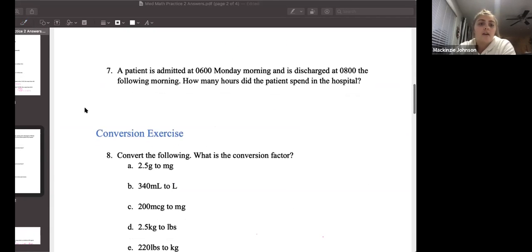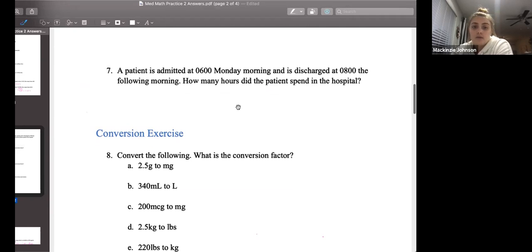Okay, cool. We'll keep going. A patient is admitted at 0600 Monday morning and is discharged at 0800 the following morning. How many hours did the patient spend in the hospital? They're admitted at 0600, and 0600 Tuesday morning will be 24 hours. Then they're discharged at 0800 the following morning, so that's 24 hours plus 2 hours.